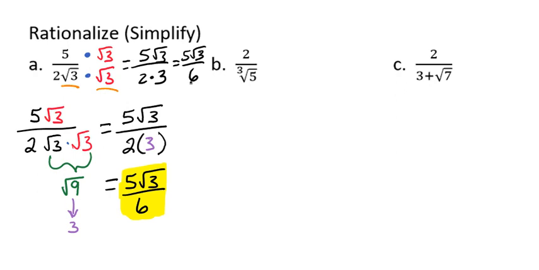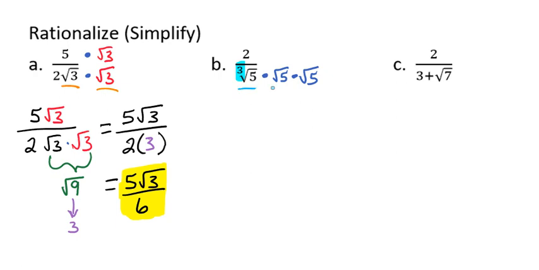I'm going to erase that so that we have a little bit more room, and we're going to look at problem B. So problem B says 2 divided by the cubed root of 5, and we can't have the cubed root of 5 there, so no radicals. So here we have a cubed root of 5, which means I need 3 radical 5's. So I'm going to multiply by 2 more radical 5's. That way I have the 1, 2, 3 that I need to make that radical sign go away. Now remember, whatever you multiply the denominator by, you also have to multiply the numerator by.